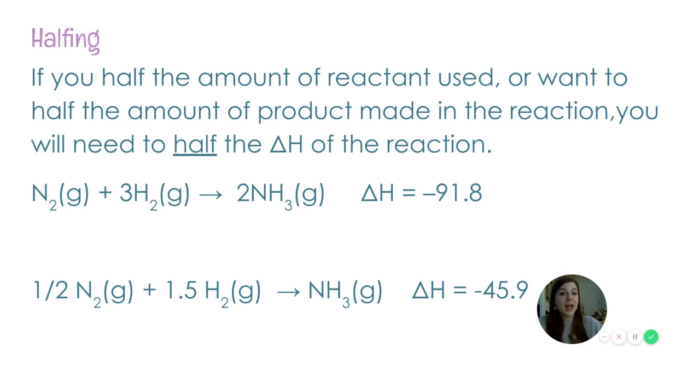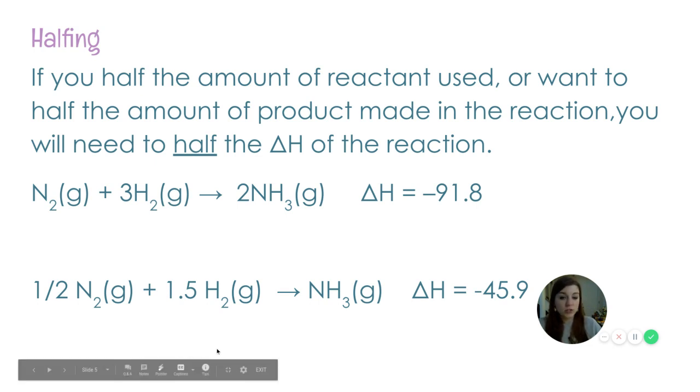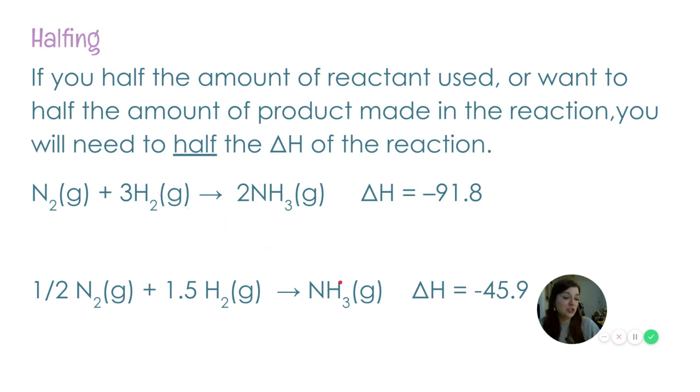Next, you can do the same thing if you want to half the reaction. Usually we don't like for our coefficients to be fractions or have decimals in them. That's really frowned upon. We really like the simplest whole number ratio, but sometimes you just need it for the numbers or more so in a lab setting. But if I wanted to make half the amount of ammonia, instead of making 2 moles, I want to make just 1. Remember, there's an imaginary 1 right there. I would take my delta H and cut it in half. So I went from almost 92 to almost 46.